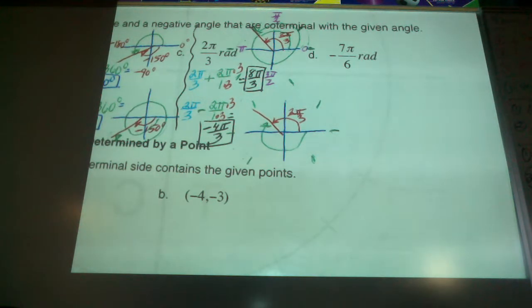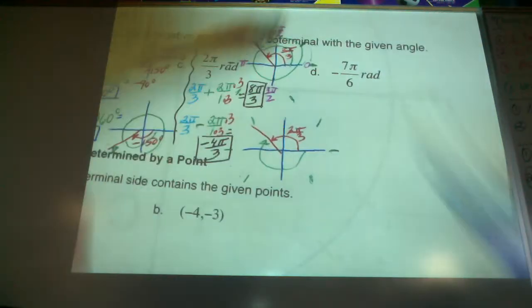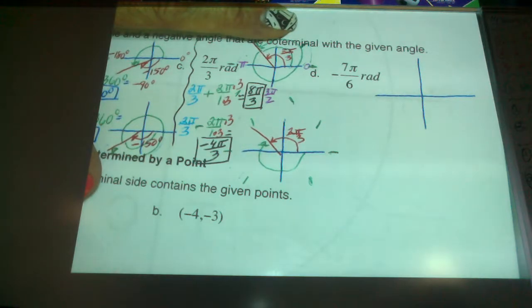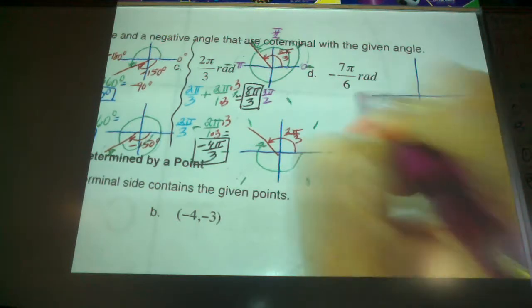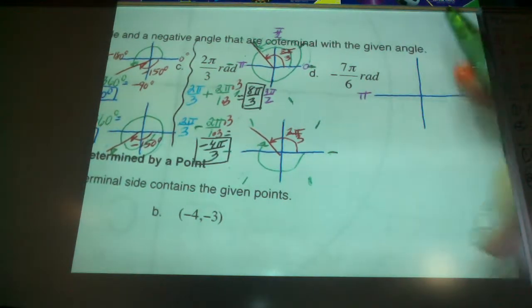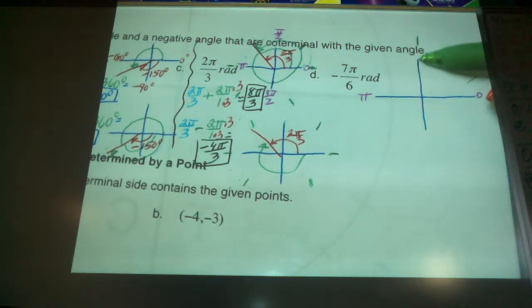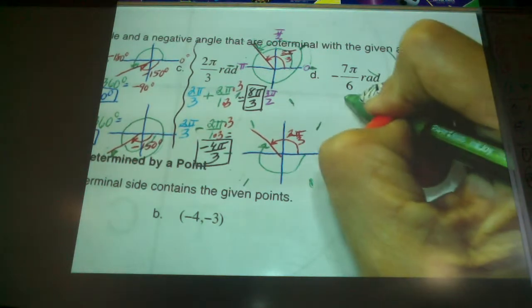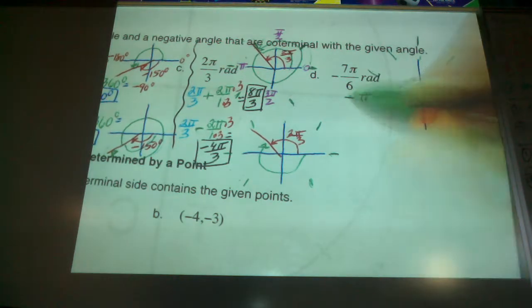Alright, so this time it's negative 7 pi over 6. So our denominator is different. What are we going to partition the top half into? 6. So I'm going to draw my coordinate grid. And I want to partition the top half into 6. So this is where 0 is, and this is where pi is. So this is 1, 2, 3. So this axis is actually one of our tick marks now. And this is 1, 2, 3. So I have 1, 2, 3, 4, 5, 6 pieces.